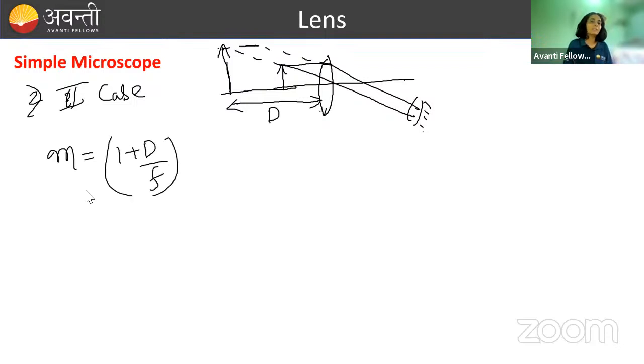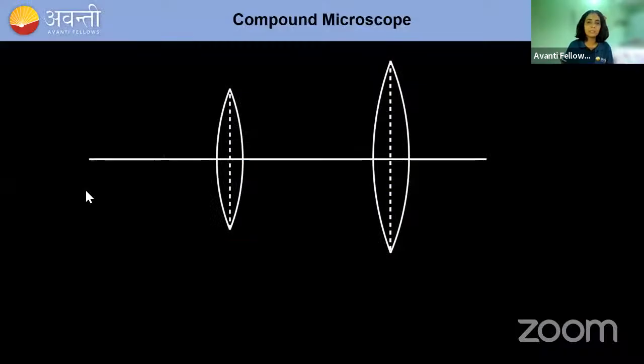So if you see carefully, in the first case, magnification was D by F. In the second case, magnification is 1 plus D by F. So in the second case, magnification is greater by 1. So which case will we prefer? That will depend on what we want or what our outcome is. Like if you want no stress on our eye, then we will go with the first case. Okay. And if we want magnification to be a bit higher by 1, I must say, then we will go with the second case. Okay. So this is for the simple microscope.